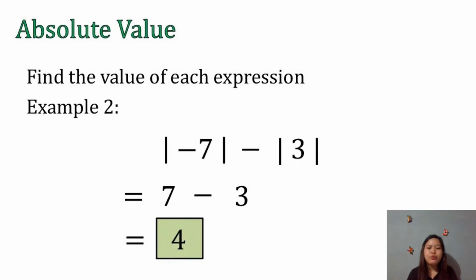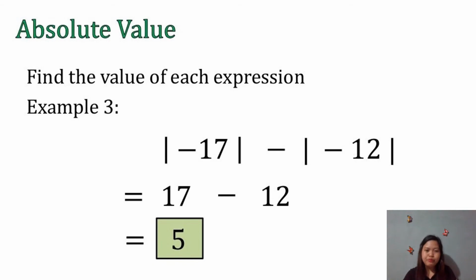Example number 2, we have there negative 7 minus the absolute value of 3. So that is, the absolute value of negative 7 is 7, and the absolute value of 3 is still 3. And we have to copy the minus sign. And 7 minus 3, that's equal to 4. Now we also have here the absolute value of negative 17 minus the absolute value of negative 12. So the absolute value of negative 17 is 17.